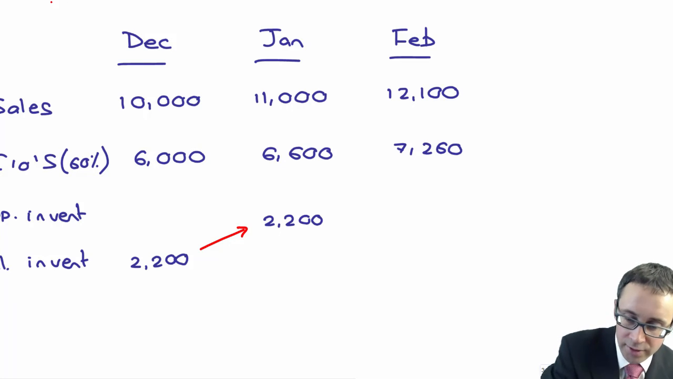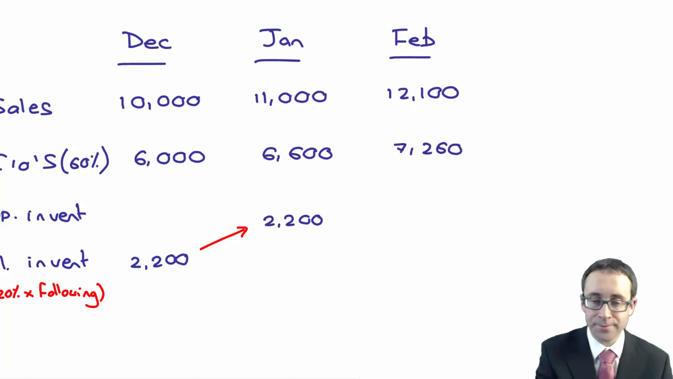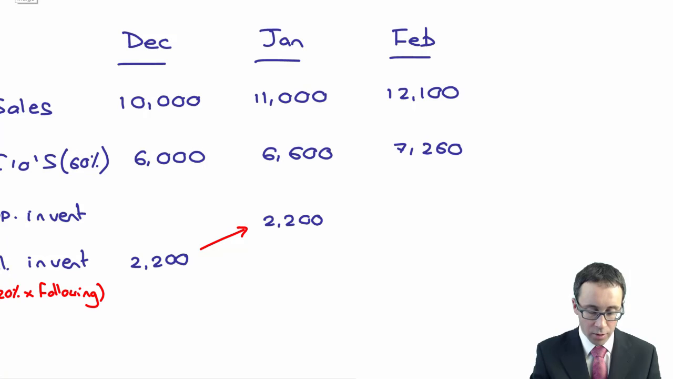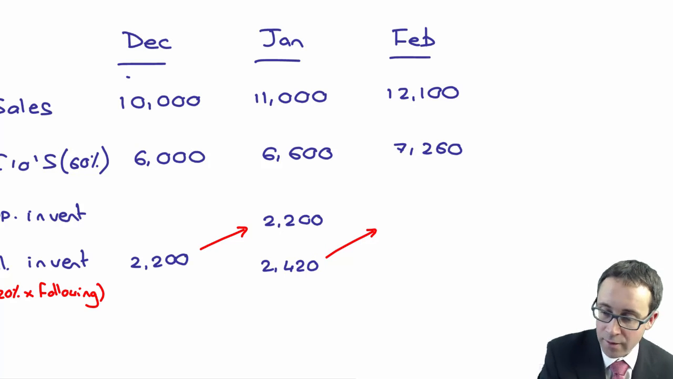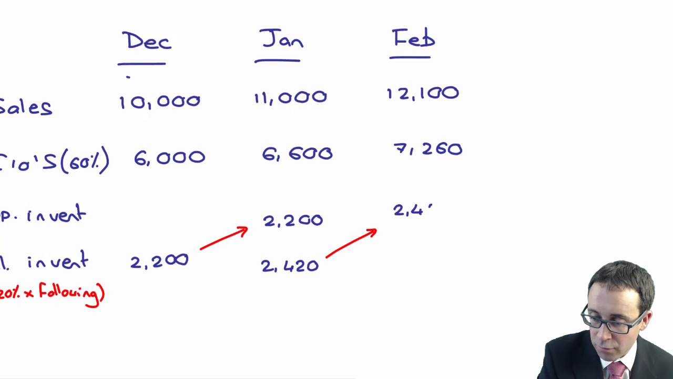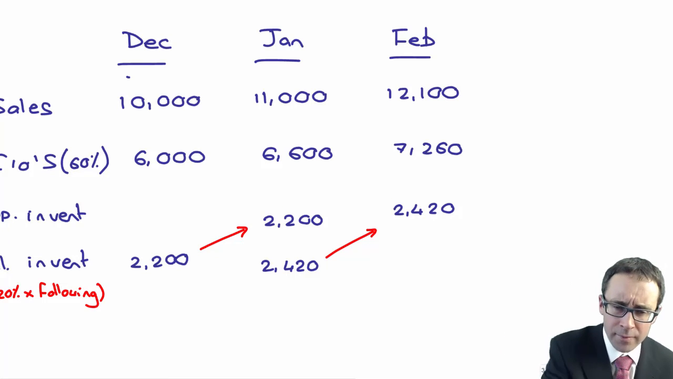So your closing inventory is 20% of the following month's sales, isn't it? Here in February, the following month's sales are 12,100. 20% of that is 2,420. So in February, you will have closing inventory of 2,420. You've just got a bit of an issue, haven't we?